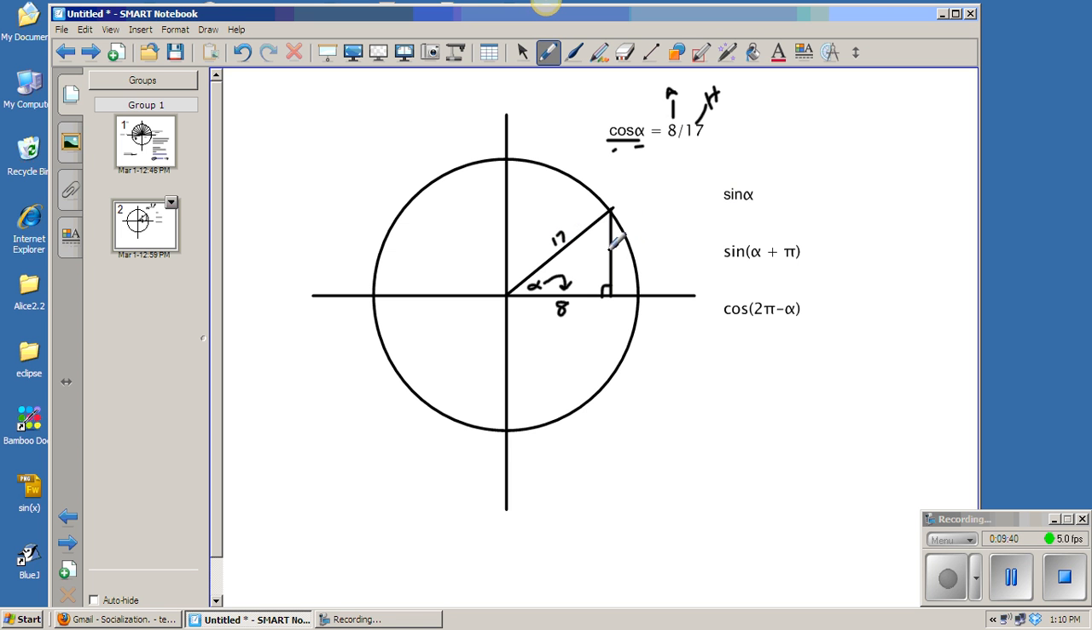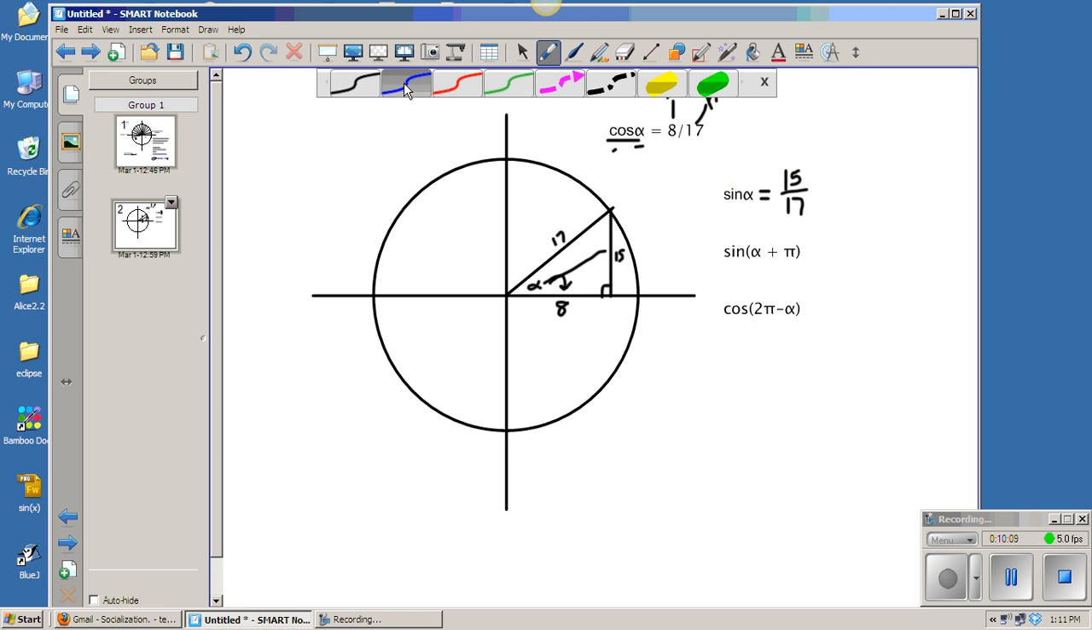So adjacent is 8 and hypotenuse is 17. Now, many of the teams figured out that I can use the Pythagorean theorem to figure out what this side opposite is, and it turns out to be 15. Once I know that, now I can just use this information. The sine of alpha equals opposite, which is 15, over hypotenuse, which is still 17. So there's the answer. Didn't use my calculator, didn't use anything to do that.